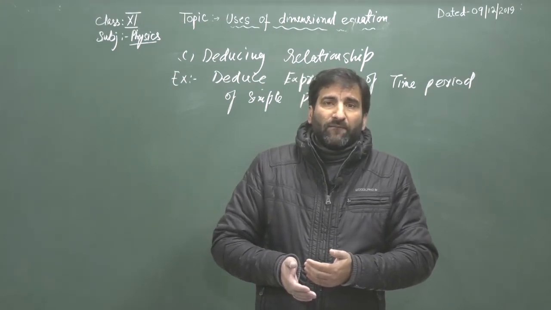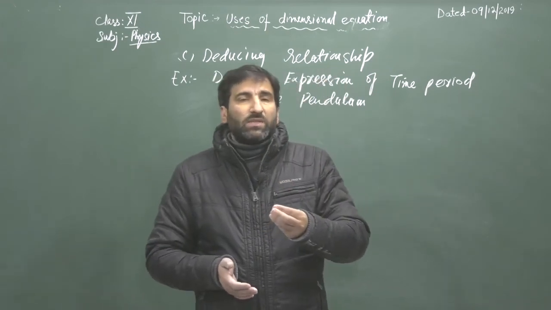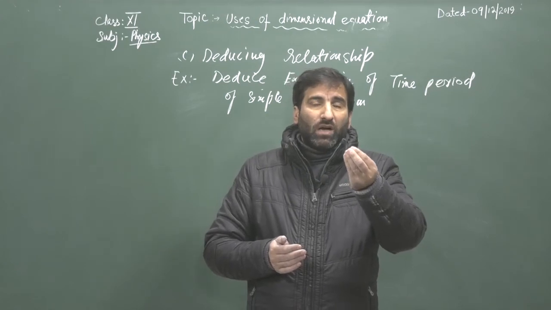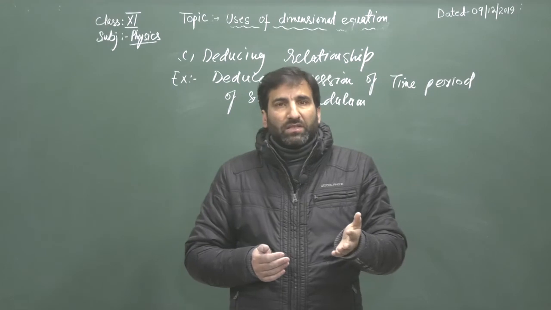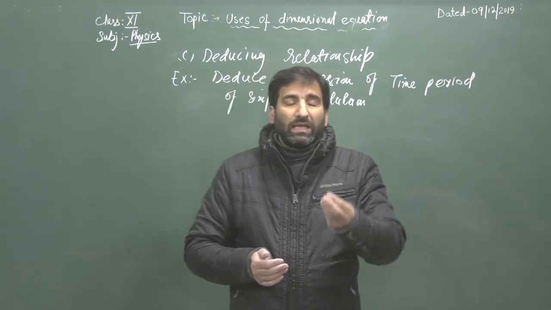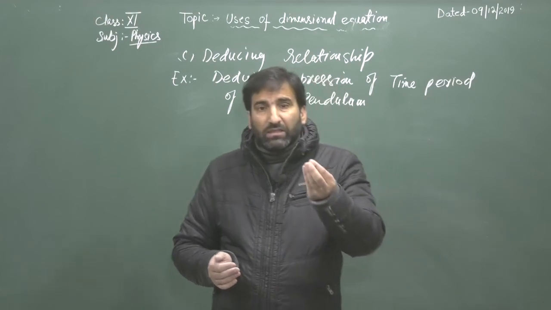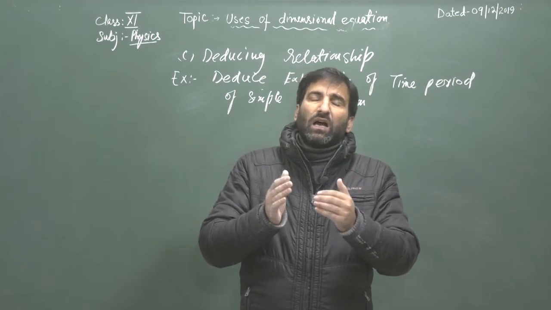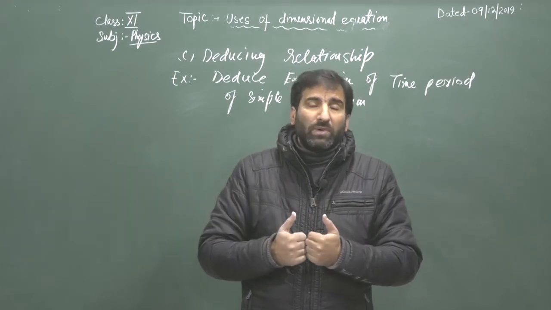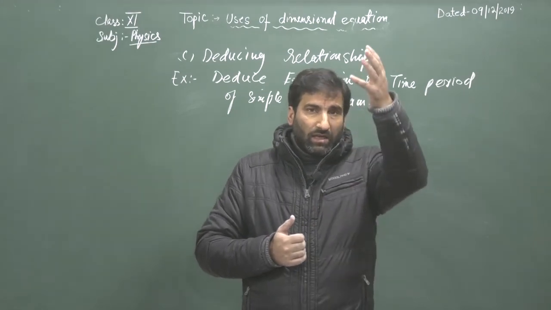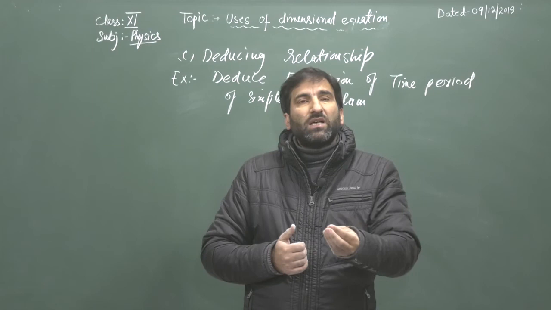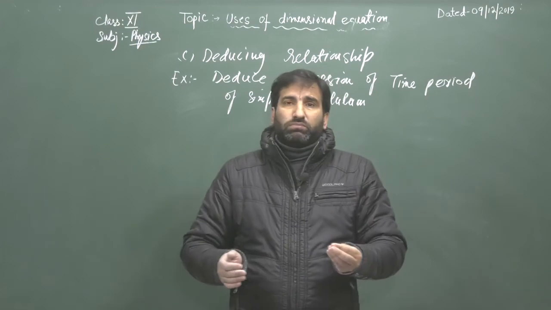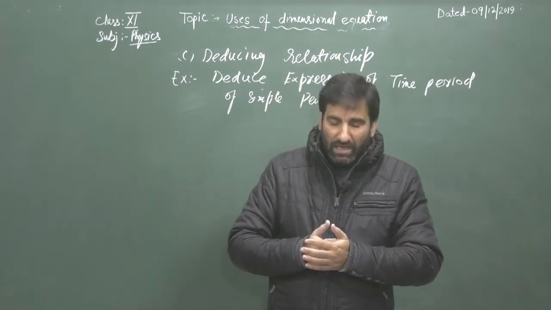So, there are quantities which are responsible for the time period of a simple pendulum. One is the mass, second is the length of the string. Mass of the bob and length of the string. And the third quantity is acceleration due to gravity. Three physical quantities on which the time period of a simple pendulum depends. One is the length of the string through which the bob is suspended, second is the mass of the bob, and third is acceleration due to gravity.